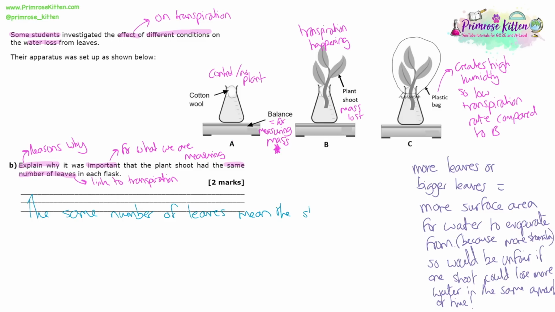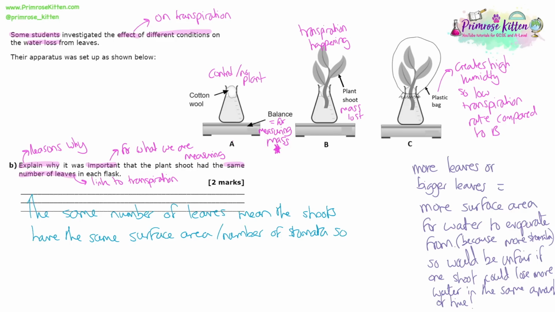You can say both as well, but either or is fine. So the same number of leaves means the shoots have the same surface area or the same number of stomata. So the same amount of water can evaporate or be lost from the leaves. And that's where the 2 marks come from here.